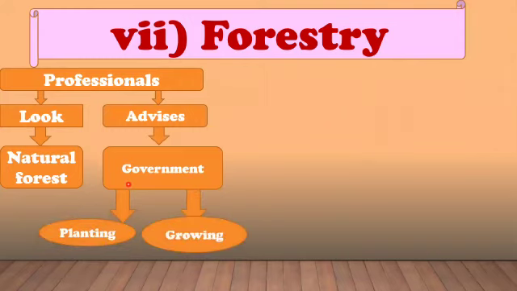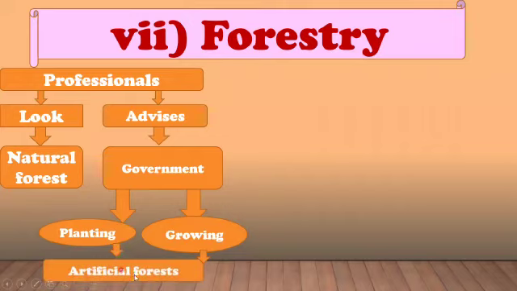So professionals are doing two things. First, they look after the natural forest, those forests that are already present, and they also advise the government. What type of advice is this? This advice is to grow or to plant artificial forests. Now, what are artificial forests? Those forests which are not naturally present but can be produced with the help of man.